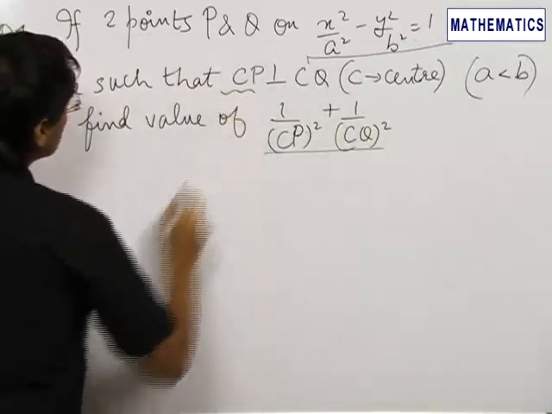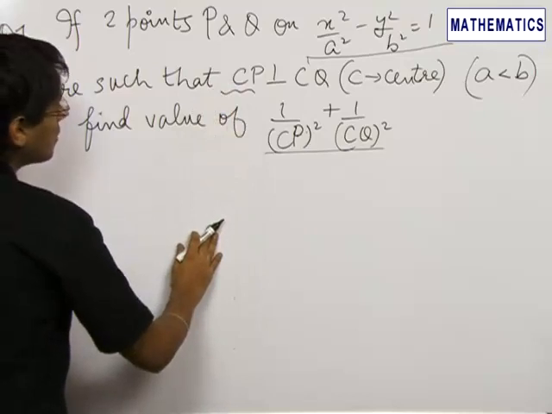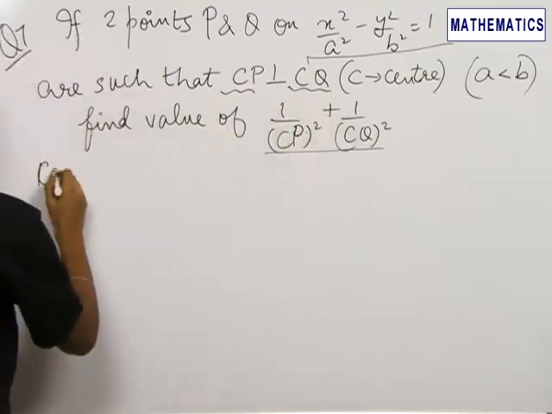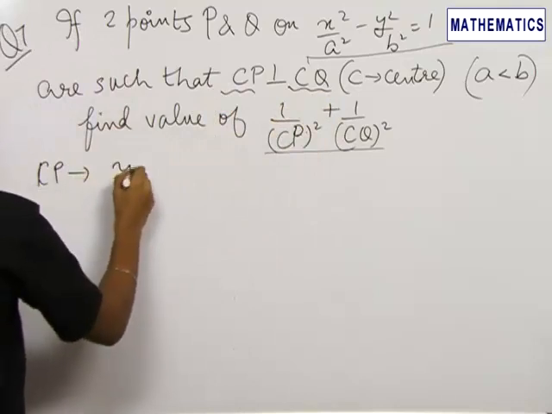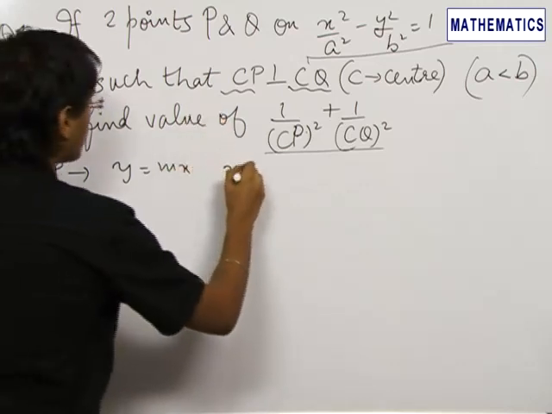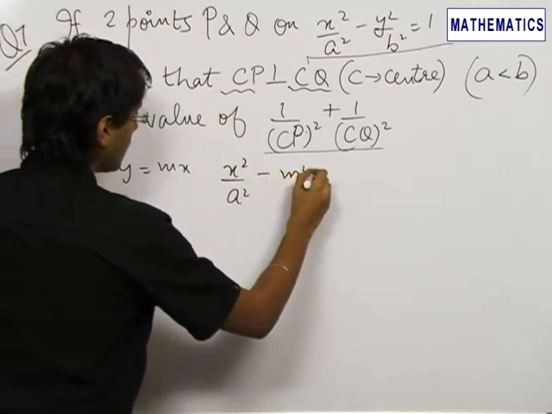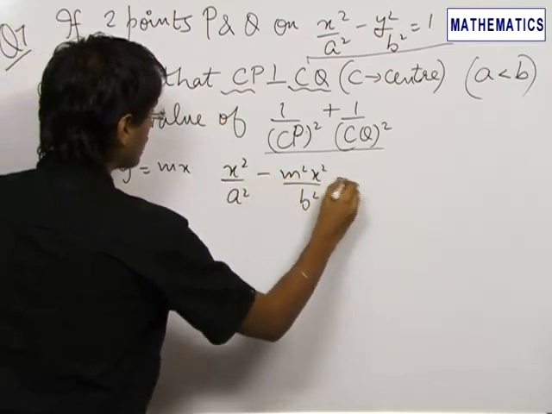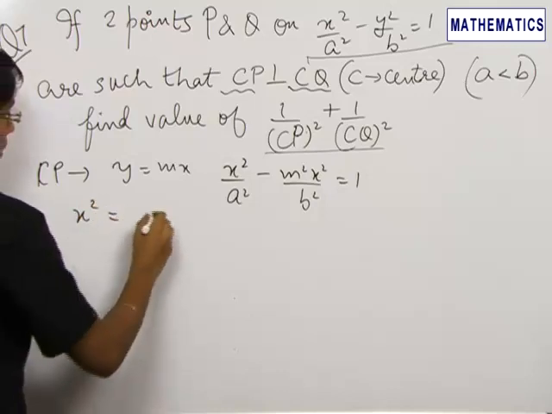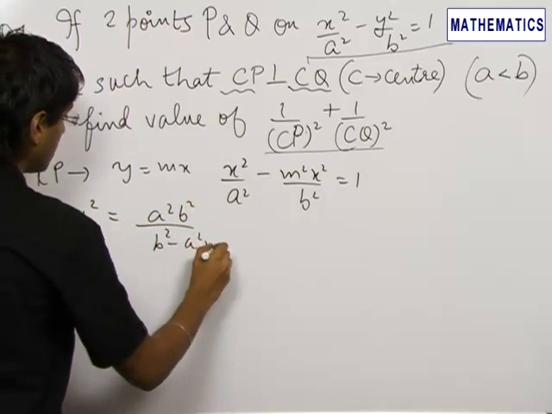Now we know that CP is a line passing through the origin, since C is the center of the hyperbola, that is origin, and CQ is also a line through the origin. So writing the equation of CP to be y equals mx and satisfying it with the hyperbola x square by a square minus y square by b square, that is m square x square by b square, equal to 1, we get x square is equal to a square b square upon b square minus a square m square.